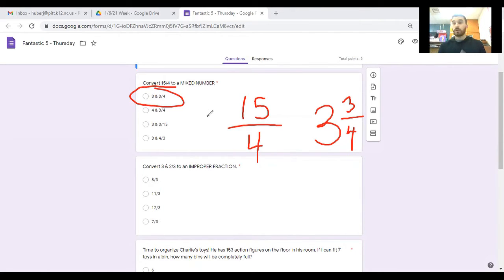Now, I'll come back and check this one in just a second because I'd rather do number 2 and then go back to number 1, and we'll check them both really at the same time. So I'm not going to erase that quite yet. But I am going to move down to number 2, where I'm doing the opposite. It says convert 3 2/3 to an improper fraction.